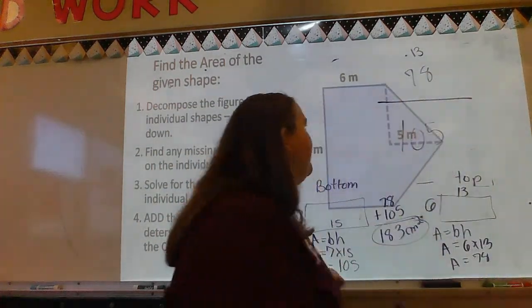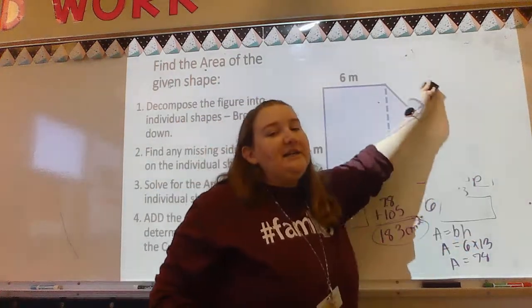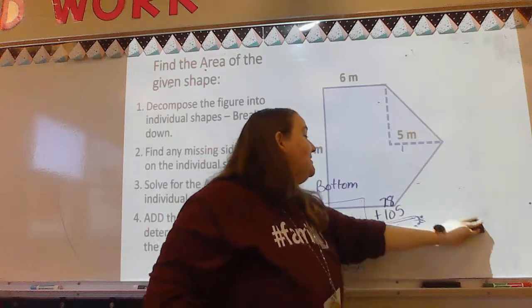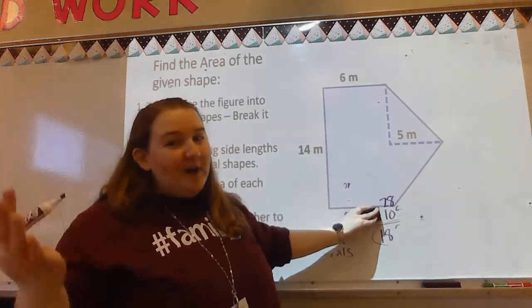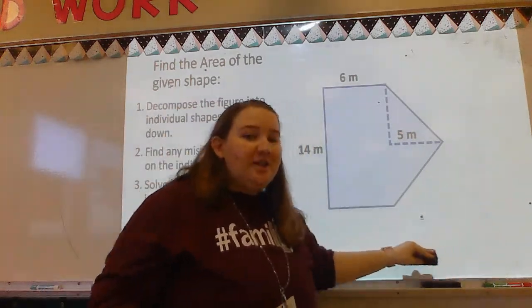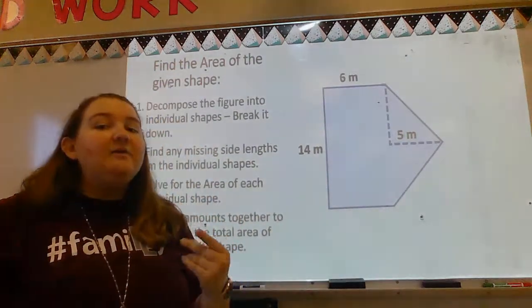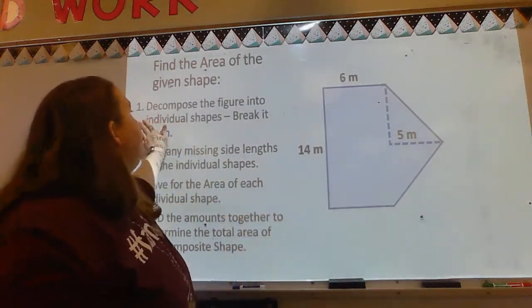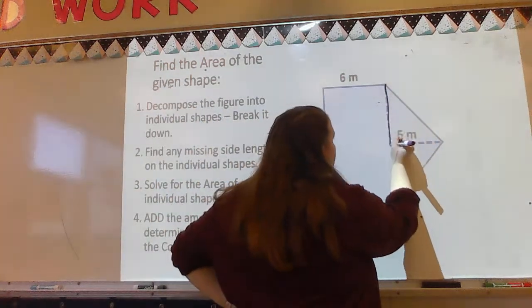One last example. Now, right off the bat, what is very, very different about this shape from the last two shapes? The thing you should notice is it has a triangle, right? It's got a pointy top here, okay? So when we break our shape up, it's not going to give us two rectangles. It's going to give us a rectangle and a triangle.